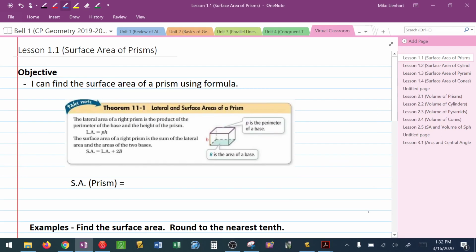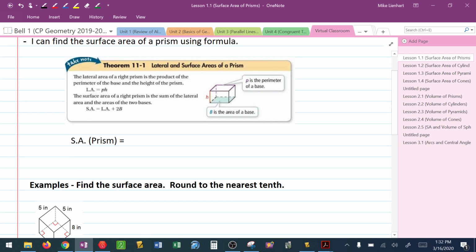This lesson is on how to find the surface area of a prism using the formula. Now, in order to find the surface area, we're talking about the area of each of the sides added together. So the way that we're going to focus on doing this in this lesson is how to do this based off of a formula.